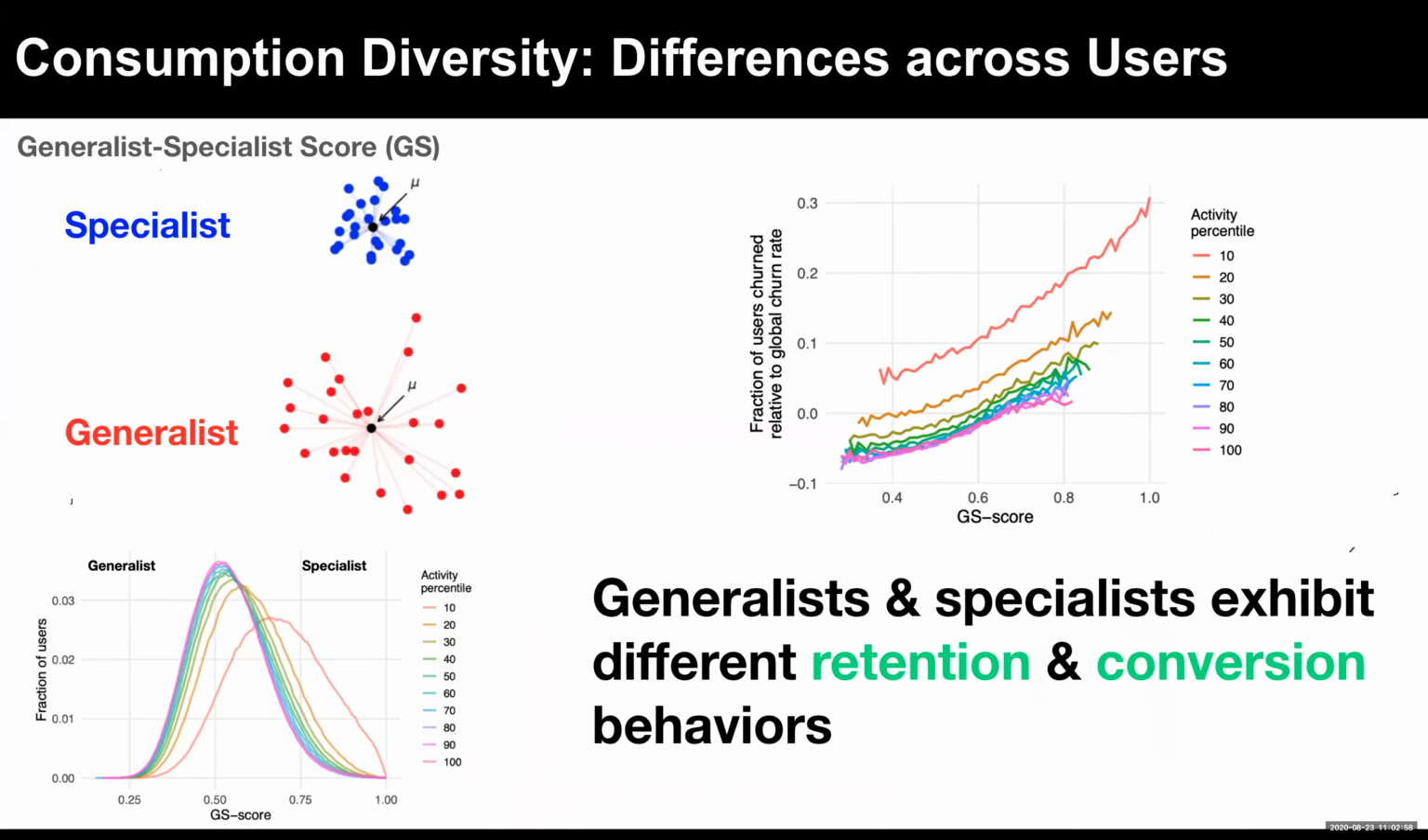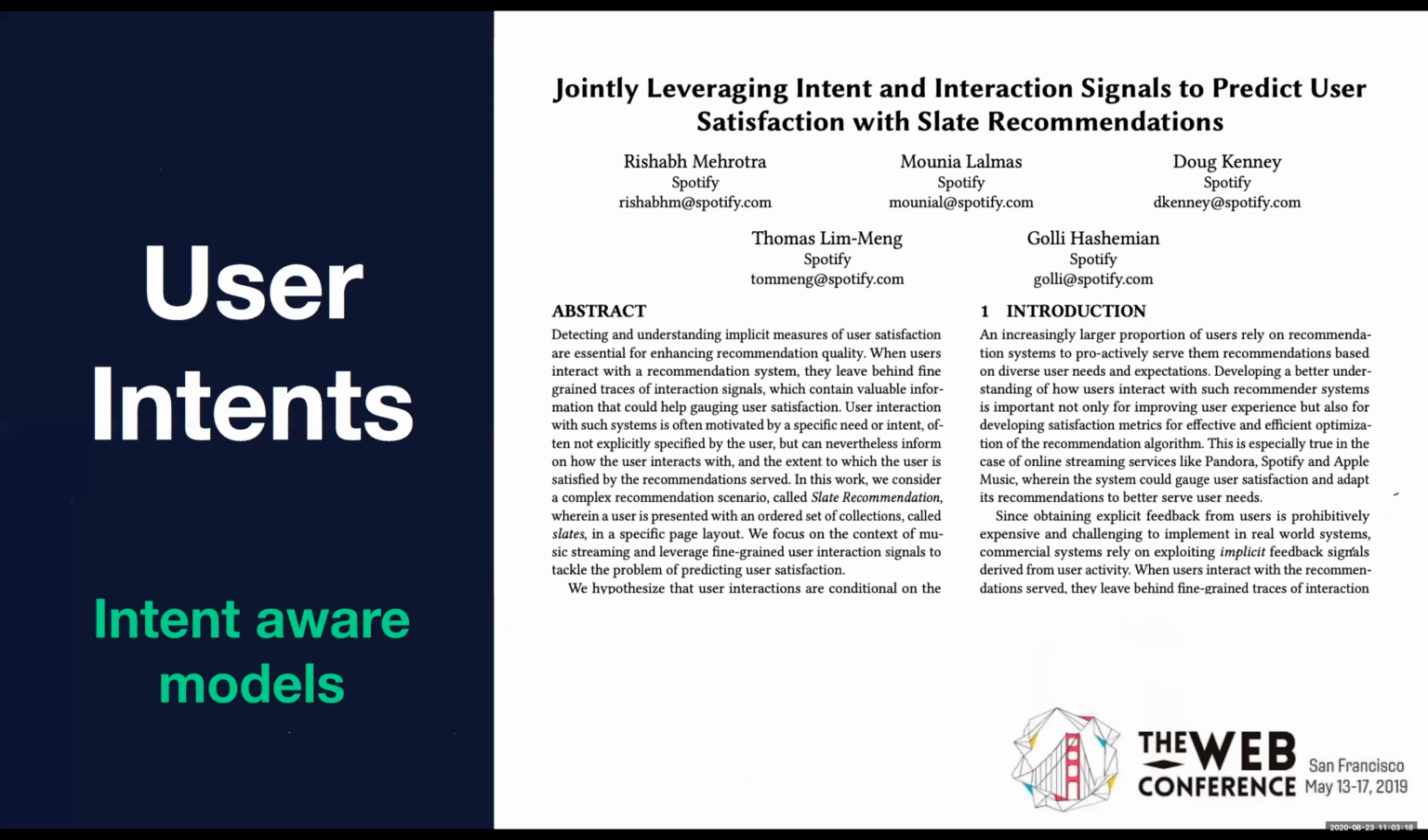So yeah, just on that note, the findings from this paper say that different users have different consumption behavior. Some users really like diverse content, some users don't. And users' consumption diversity could play a role in what kind of content we show to users. The next thing is about user intents.